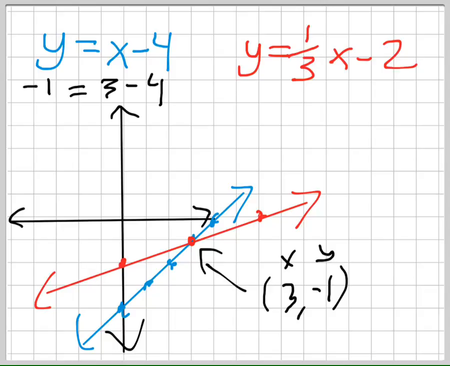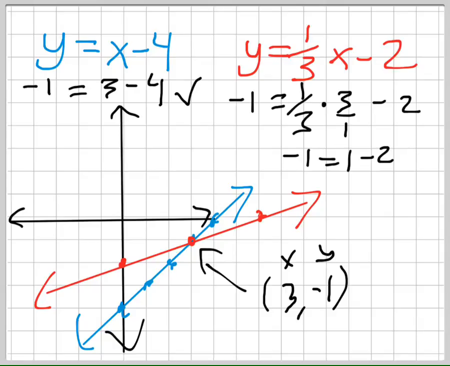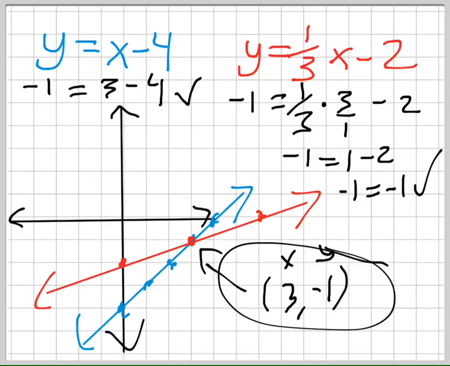Is that going to be true? Yep, that'll work. Okay, let's try the other one. If I plug in negative 1 here, equals 1/3 times 3 minus 2. Well, 1/3 of 3, that's 3 over 3, which is 1. Negative 1 equals 1 minus 2. That's negative 1. That works also. So that is my solution to these two equations. Positive 3, negative 1 is the xy point that works for this one and this one. Okay, all right, so that's 2 of them. Let's try this.